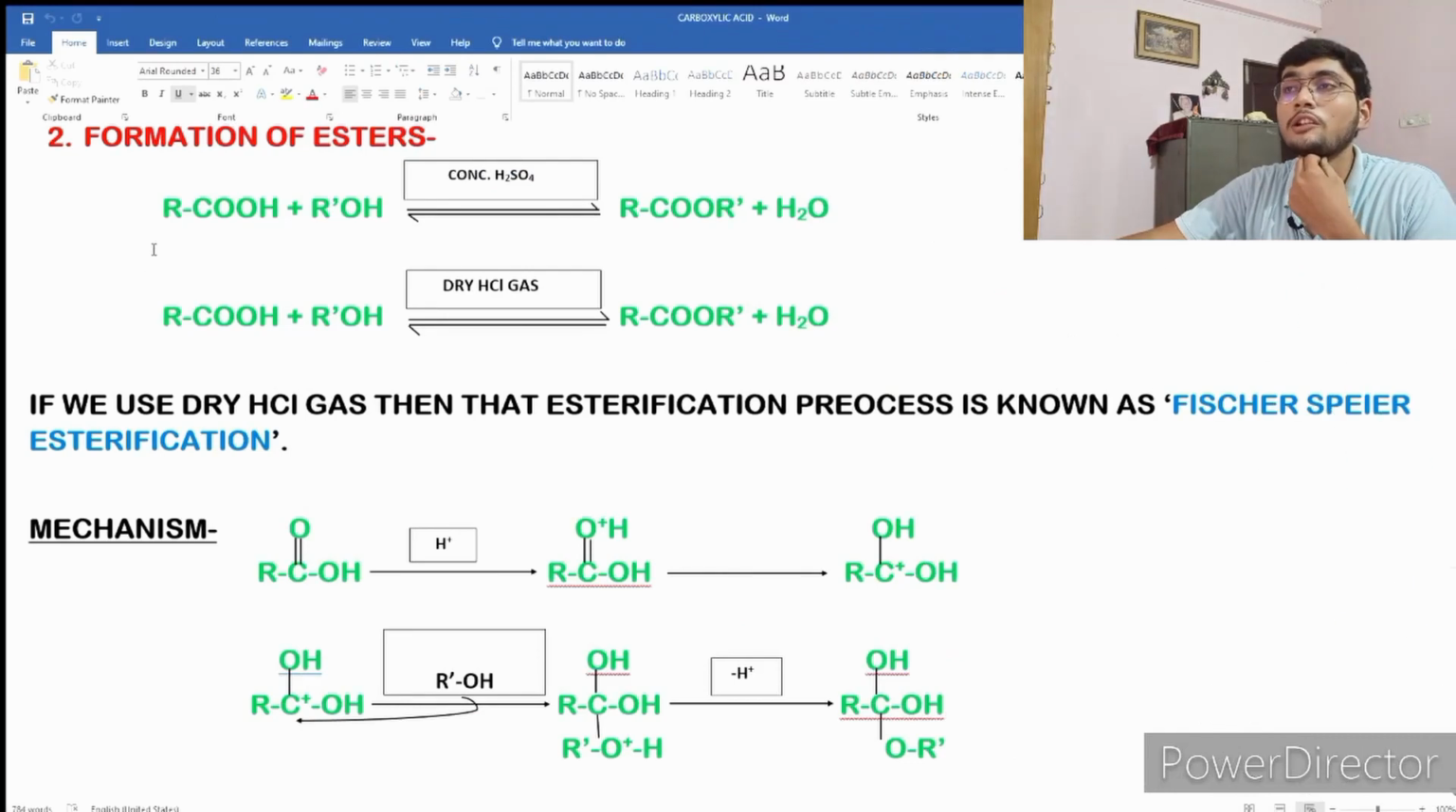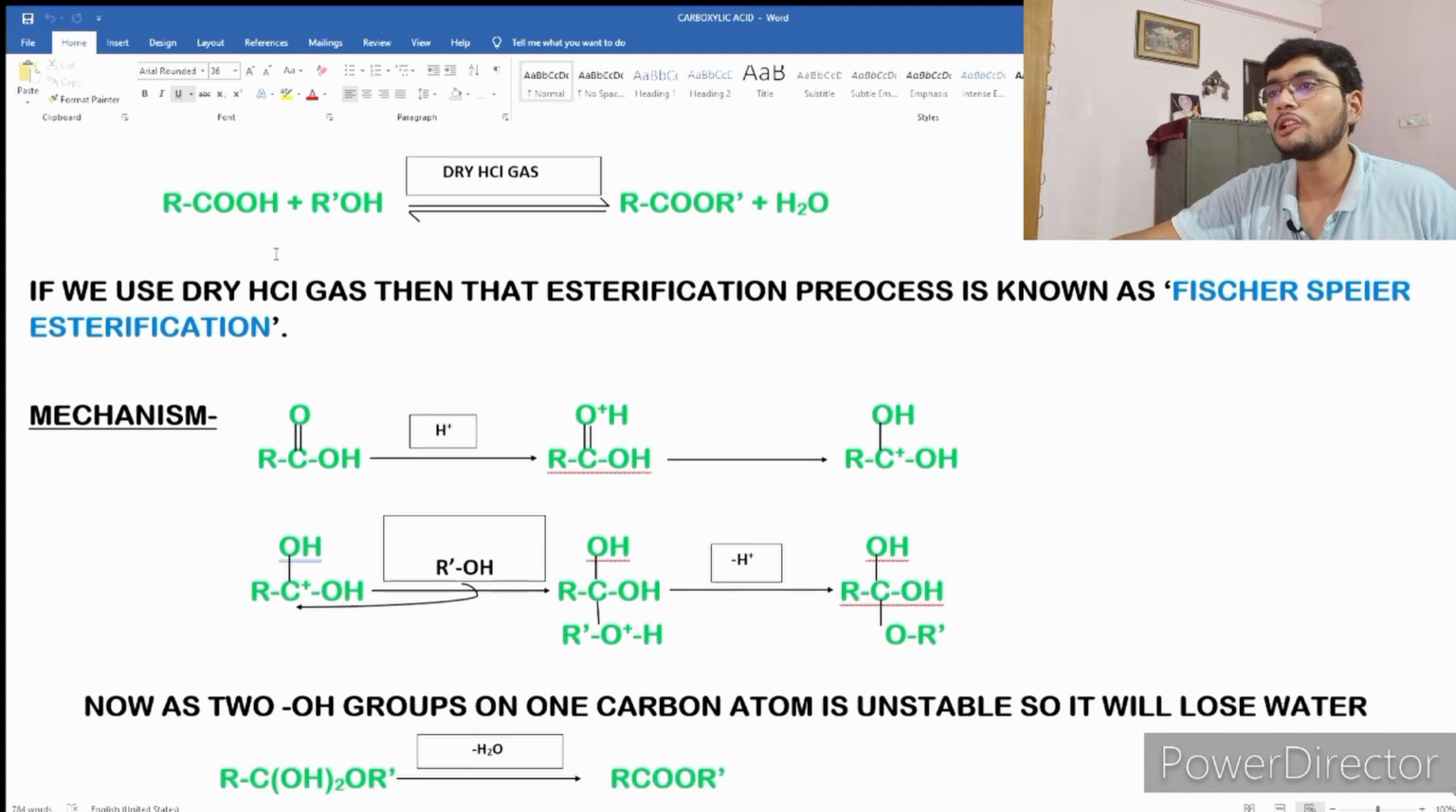Now you see in the overall reaction, it seems like the carboxylic acid is giving the OH and the alcohol is giving H plus. But here is a fact that the carboxylic acid is a stronger acid than alcohol. So the carboxylic acid should give H plus. But in reality, in this reaction, the carboxylic acid is giving the OH group and the alcohol is giving the H. There is evidence also for it. Let me show you that.